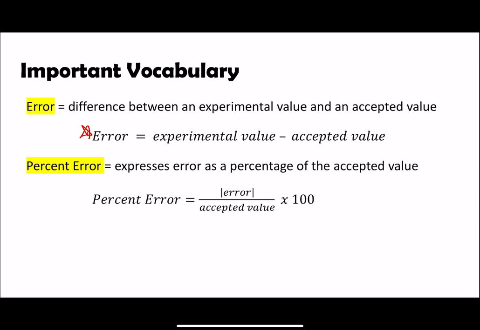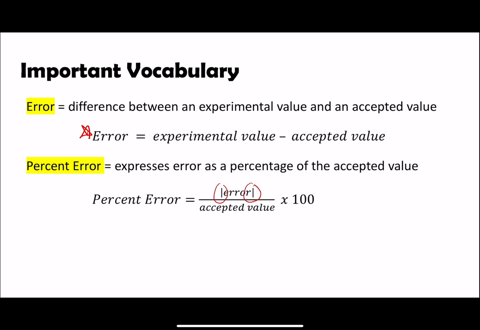And then percent error is just expressing that error as a percentage, right? If you're a little rusty on your math, these bars right here are called absolute values. Hopefully that's what you said. Absolute values, meaning that even if the error is negative, we will turn it into a positive value and then divide it by the accepted value, multiply it by 100 to turn it into a percentage.